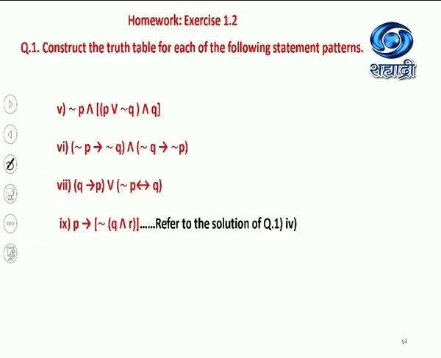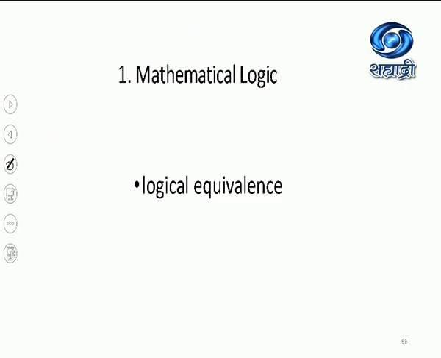And with this, now we have the homework from exercise 1.2. I have solved all other sums from question 1. These are the 4 sums that you have to complete. You can note them down. Question 1. Now we use this construction of truth table to prove the logical equivalence in logic.